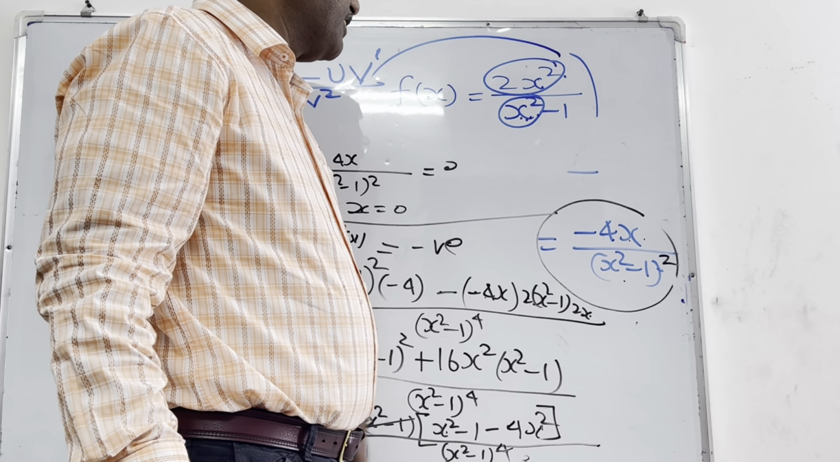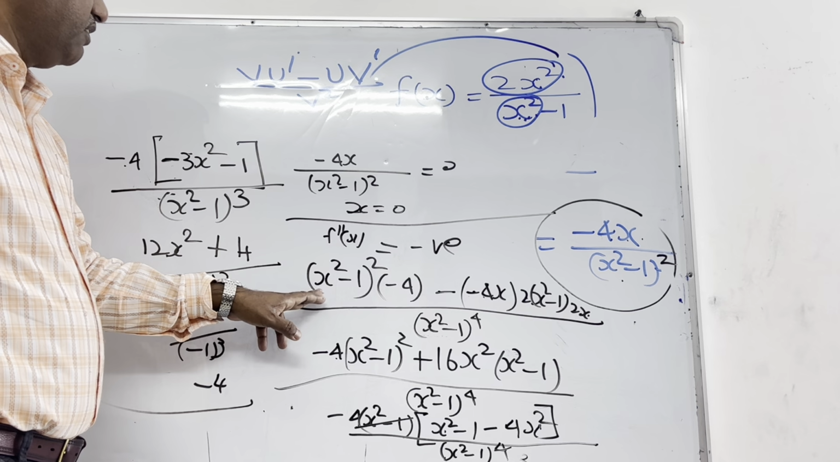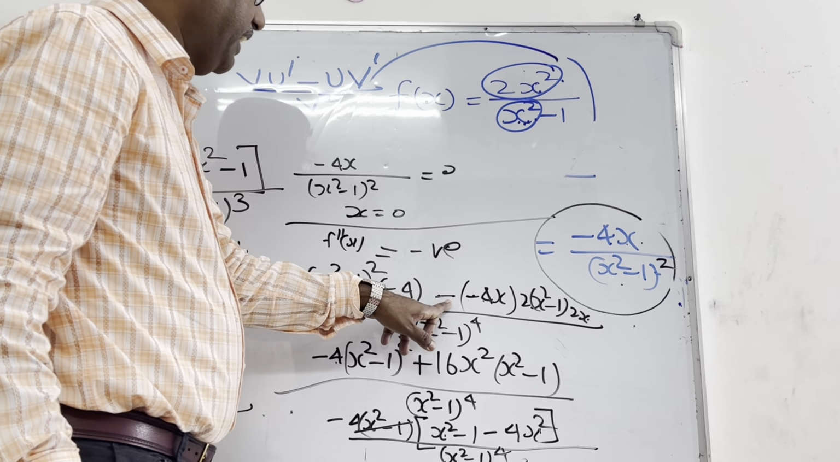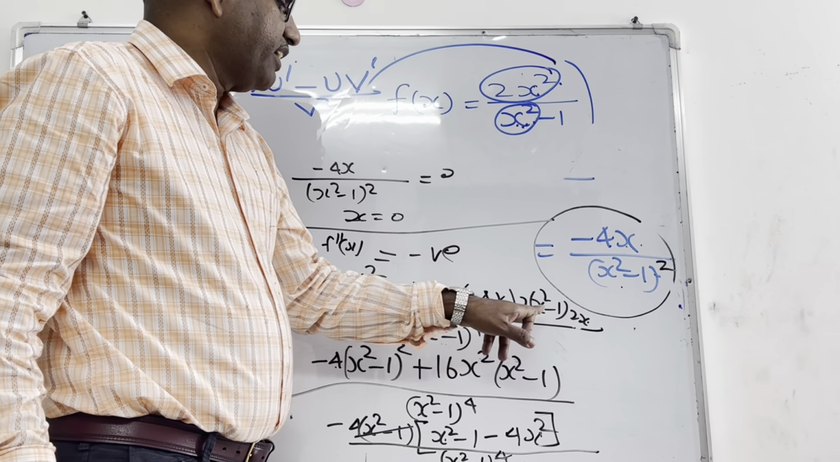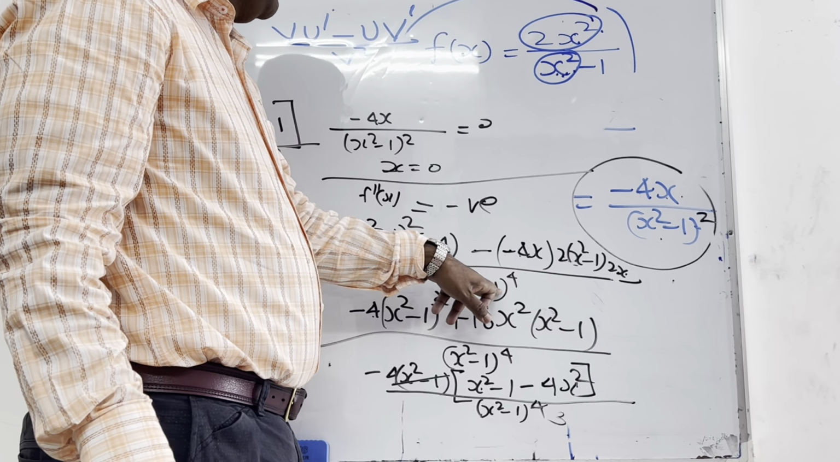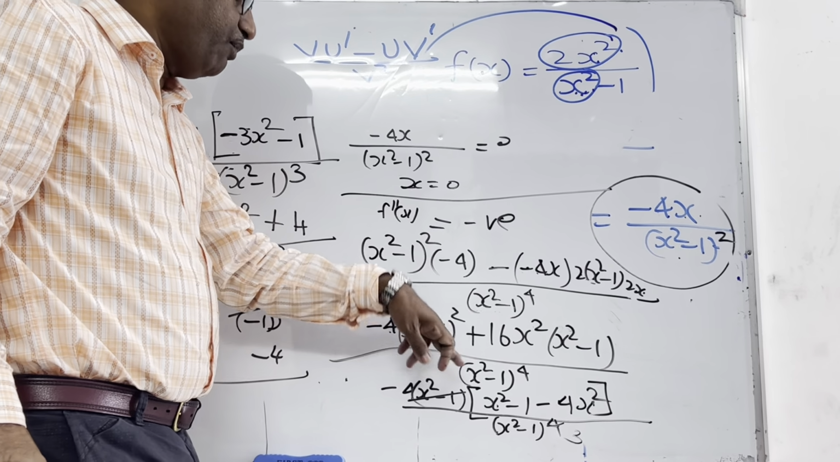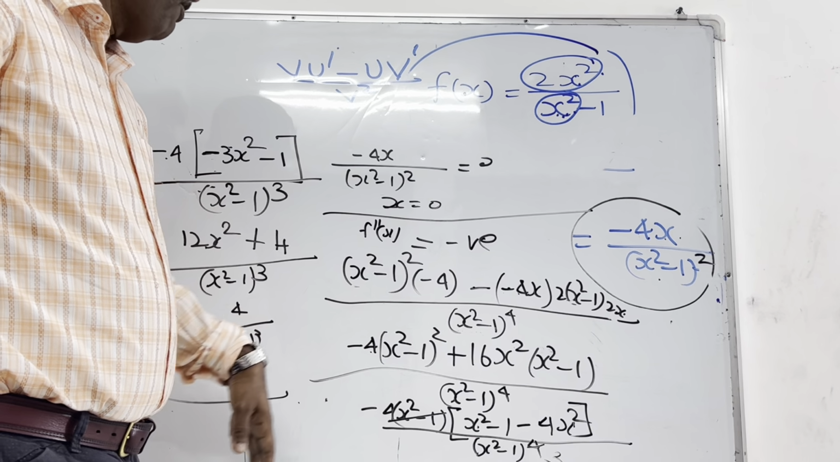Minus 4x over x squared minus 1 squared, we are differentiating using v u dash minus u v dash. This 2x, how does it come? I am differentiating this x squared, 2x, divided by v squared, x squared minus 1 squared. If we again differentiate, it will be power 4. Okay, then I am simplifying.